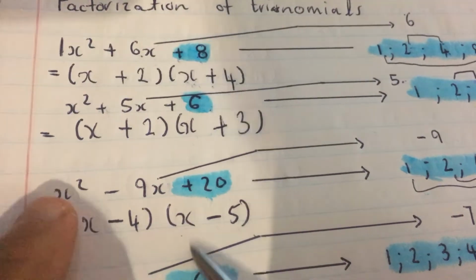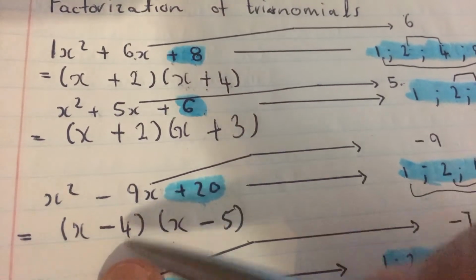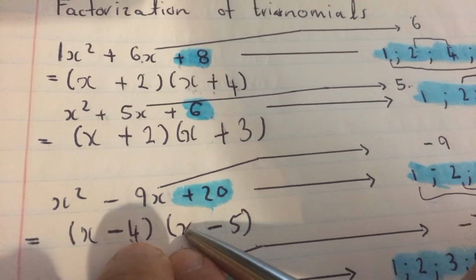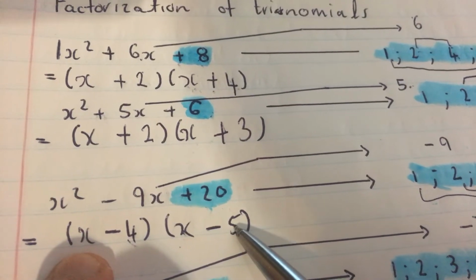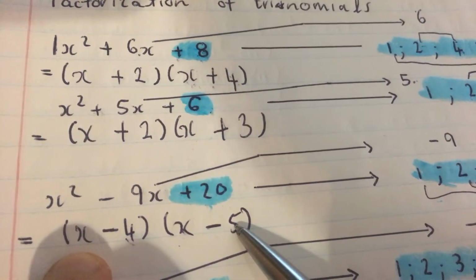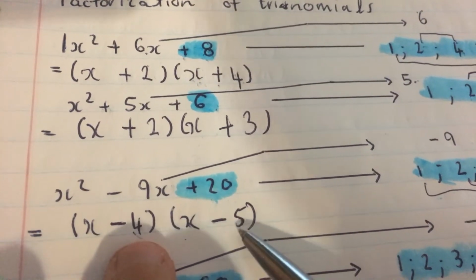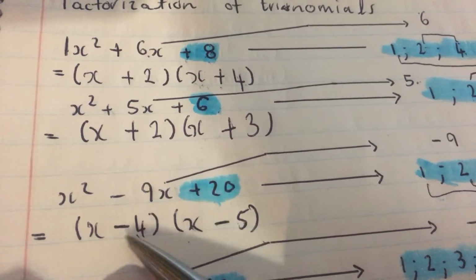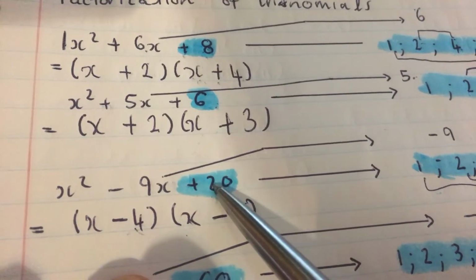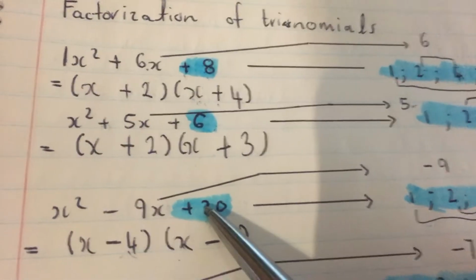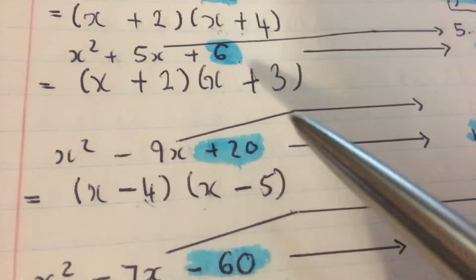What's x times x? x squared. What's that times that? It's negative 4x. And what's that times that? Negative 5x. What's negative 4x minus 5x? Gives you negative 9x. And then the last term I times that by that. And what's negative 4 times negative 5? Positive 20. Alright. Let's look at the next one.